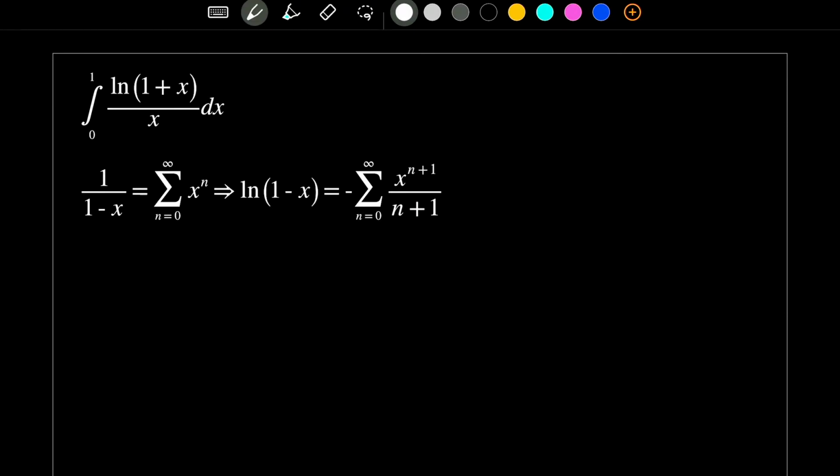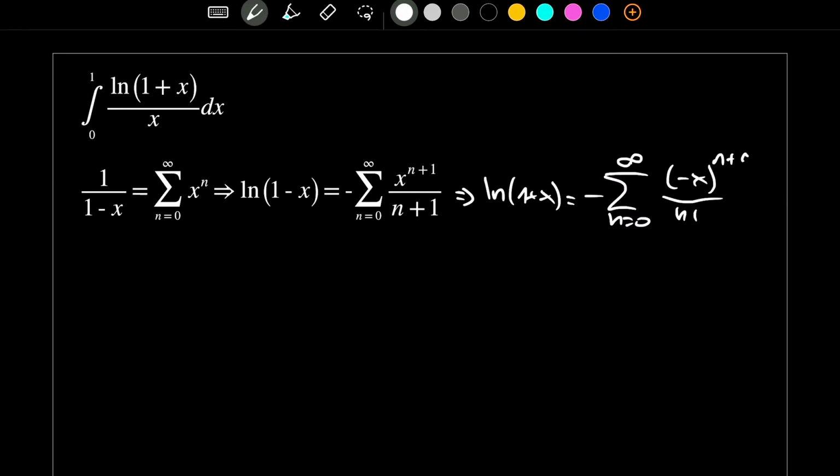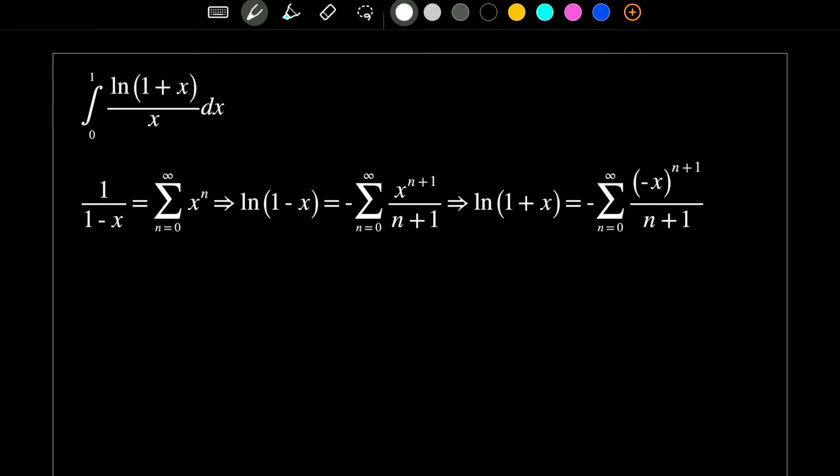But also notice that of course we don't have log of 1 minus x, so we kind of have to substitute x for minus x, and then we will get 1 minus minus x, which is obviously 1 plus x. So this means that log of 1 plus x is equal to minus the sum from n equals 0 up to infinity of minus x to the power of n plus 1 divided by n plus 1. Okay, nice. So maybe we'll use that immediately, and we're going to pop it in the integral.